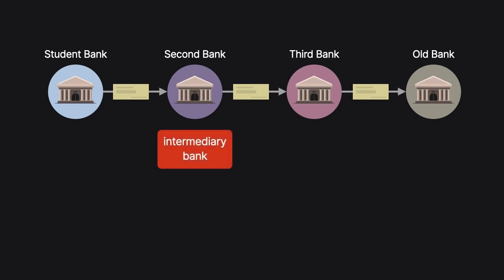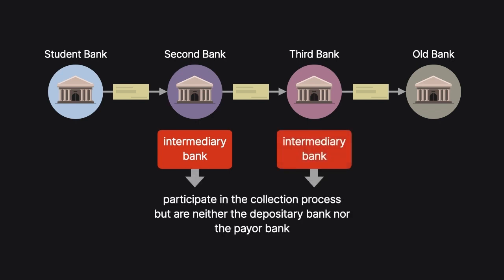Second Bank and Third Bank were intermediary banks. Intermediary banks participate in the collection process but are neither the depositary bank nor the payer bank.